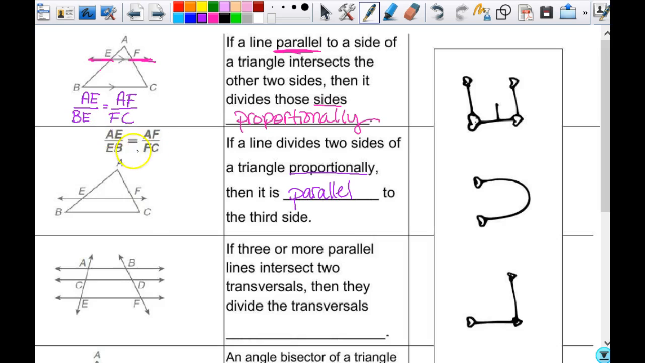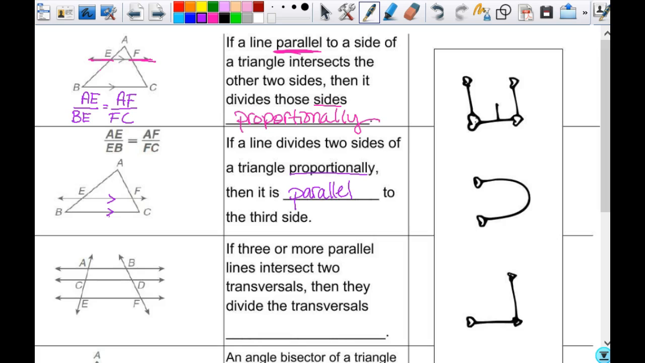If I wasn't told this proportion right here, if I just pretended like that wasn't there and all I had was the picture, that's not enough. Maybe that's parallel, maybe it's not. We don't know. But either they have to tell me that it's proportional or I'd have to have the numbers to be able to set it up to see if they work. But when I set this up, if this piece over this piece, AE over EB, equals AF over FC, if this is true, then these have to be parallel.